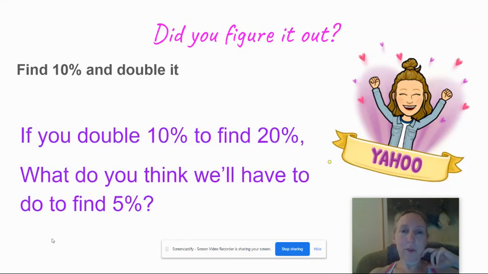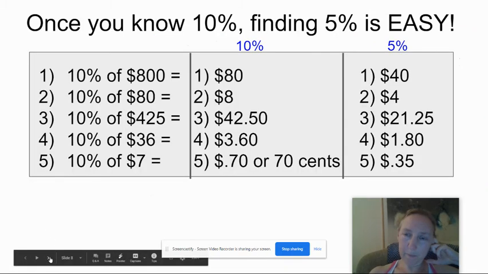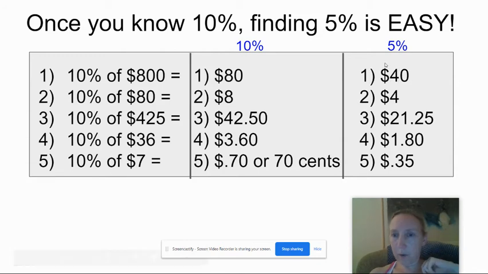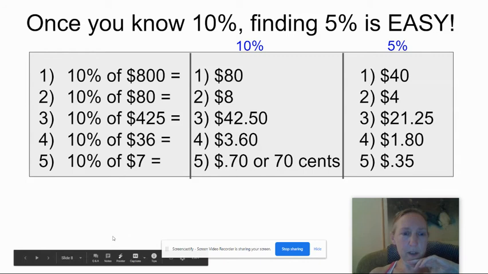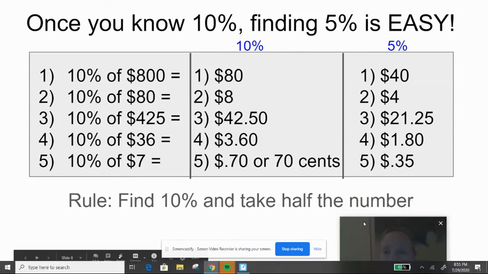So, if to find 20% we just doubled 10%, what do you think we're going to have to do to find 5%? What's your guess? So go ahead and look at these numbers. Compare the 10% to the 5%. How does 40 relate to 80? How does 4 relate to 8? Can you come up with a rule for 5%? Find 10%, which we did at the snap of a finger, and just take half the number.